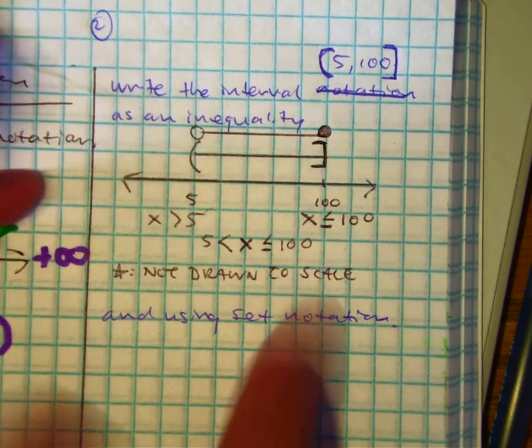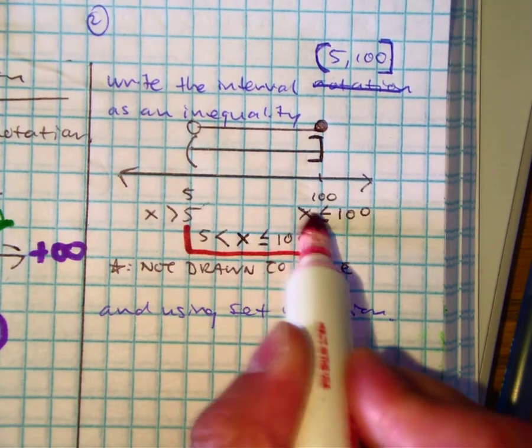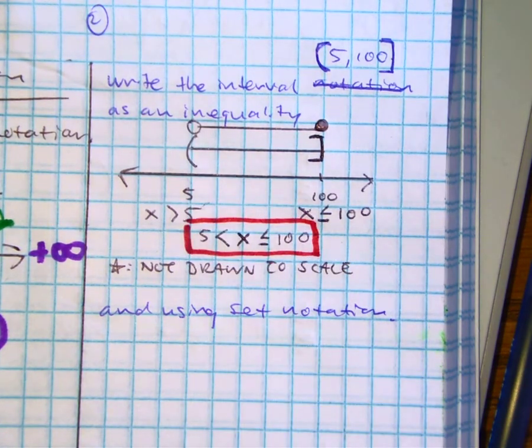How do you know if you did it correctly? Your inequalities are pointing in the same direction. This is my answer. This is called a compound inequality.